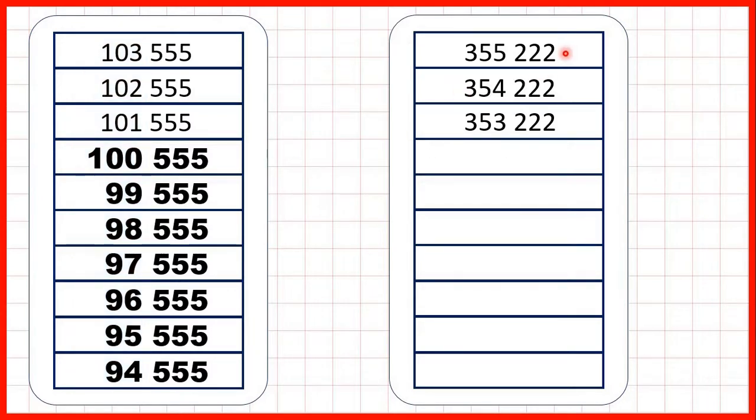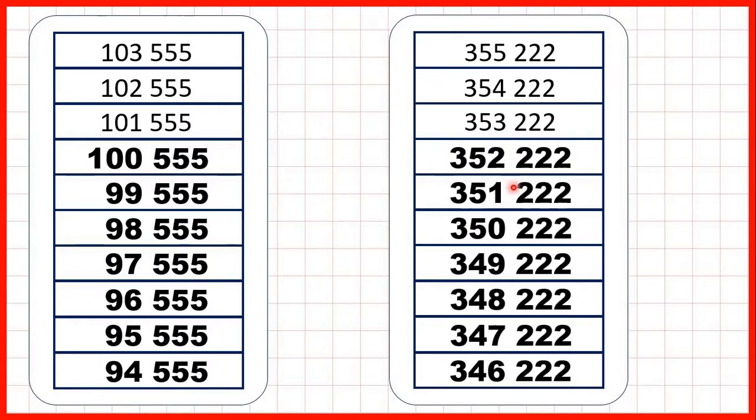Now 355,222, 354,222, 353,222. If we show the next 7 numbers, again, we can see that we're counting back in thousands because our thousands digit is decreasing by 1 each time, and then our hundreds, tens, and ones digits are staying the same.